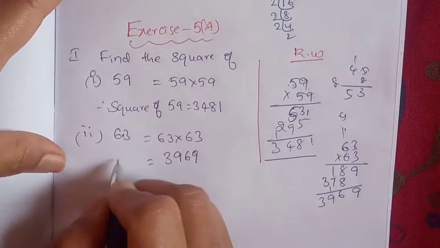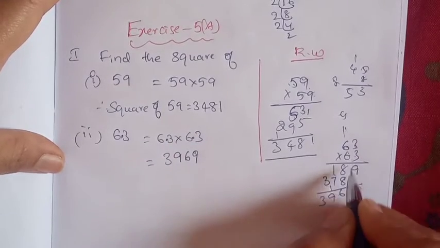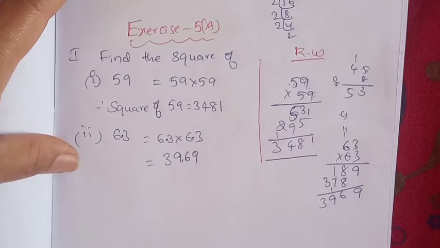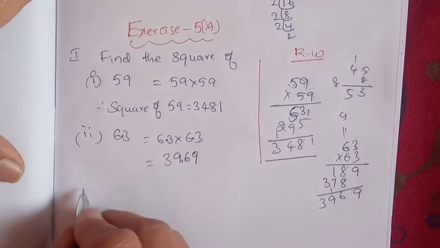So this is 6.3. So how many decimals? 1 and 1, so 2. We have to place 2 digits after the decimal. Okay. Next, third question.